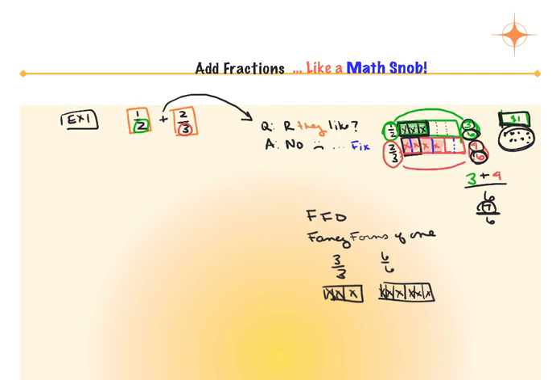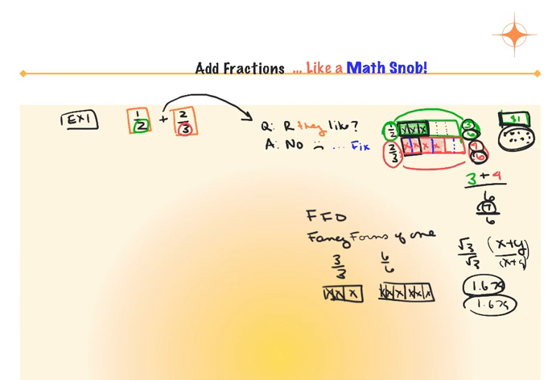Some fancy forms of 1 look strange. They look like the square root of 3 over the square root of 3. They look like x plus y over x plus y. It looks like 1.679 over 1.679. As long as my numerator and my denominator are the same, it means I have 1 whole.